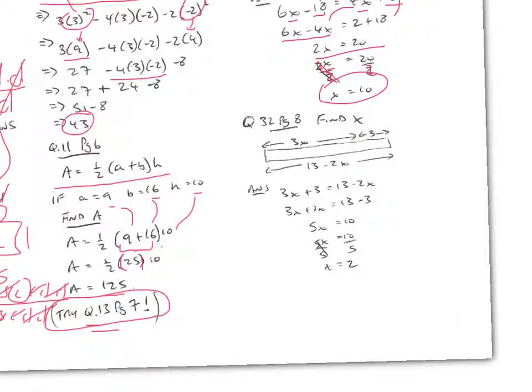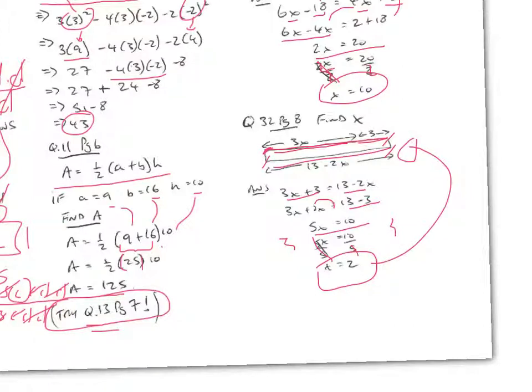Question 32, page 8, find x. So we know these two sides are the same length. So you write your equation: 3x plus 3 is equal to 13 minus 2x. So 3x plus 2x equals 13 minus 3, 5x equals 10. Divide all the terms in the equation by 5. Do one to one side, do one to the other, it remains balanced. So 5x over 5 is x, and 10 over 5 is 2, x equals 2. If you put that back in here, you'll see that it does work.